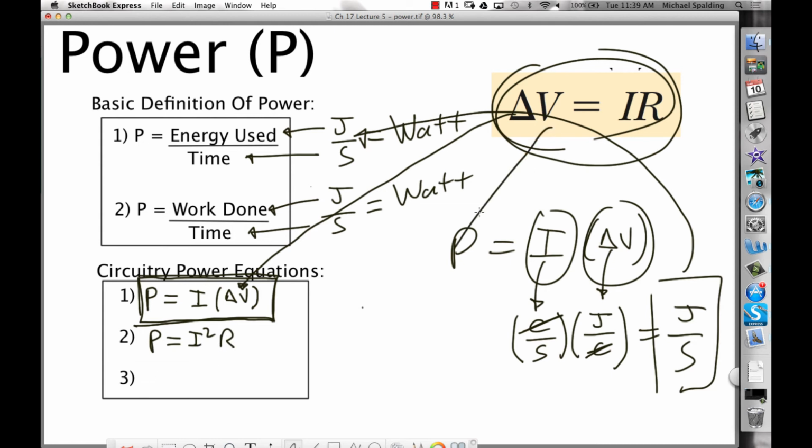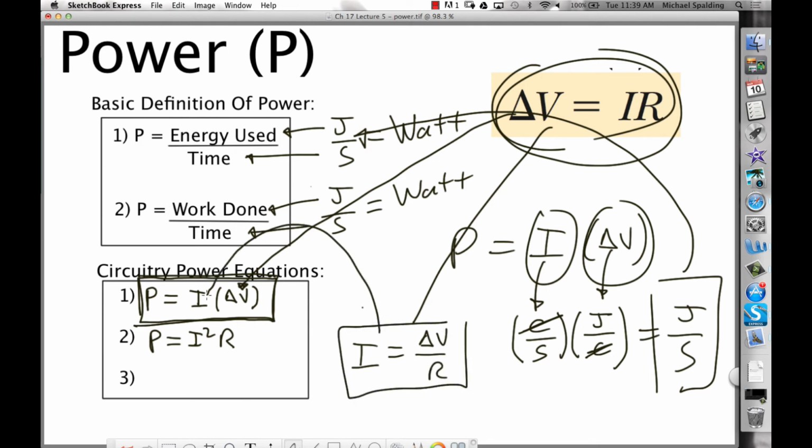And then to get the third one, just rearrange Ohm's law. If you rearrange Ohm's law, you get I equals delta V over R. Bam! Plug that in. You like this, don't you? Okay, those are the 3 power equations. Now, we're not done. One more screen.